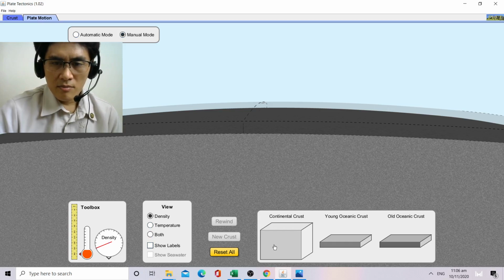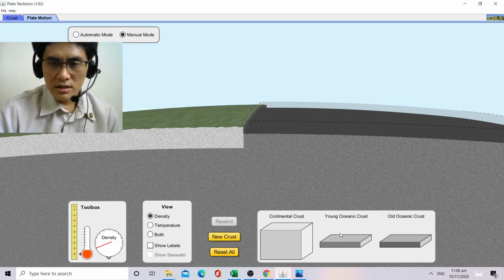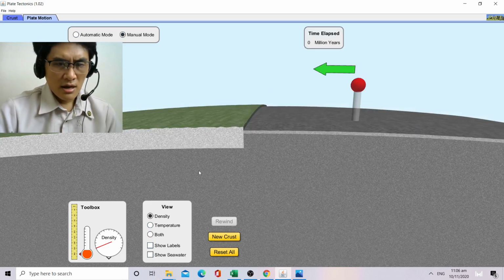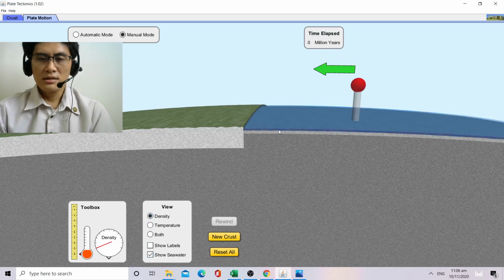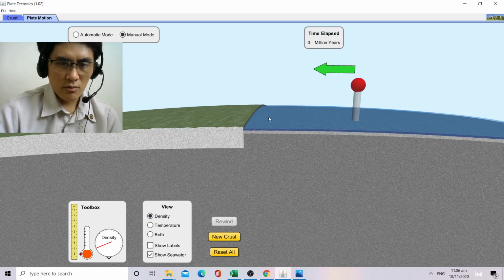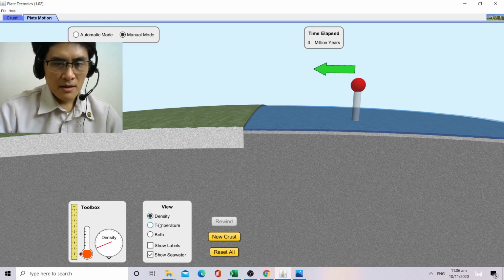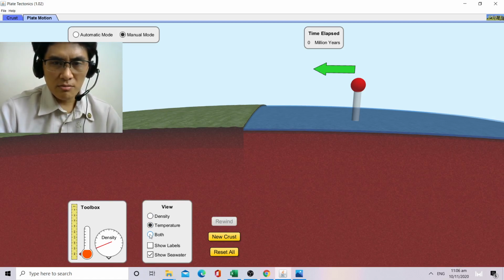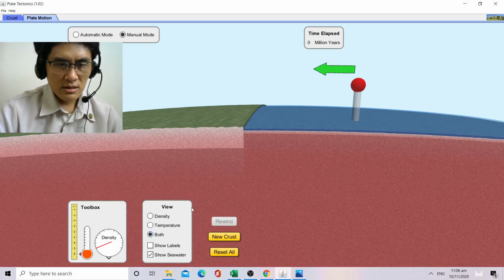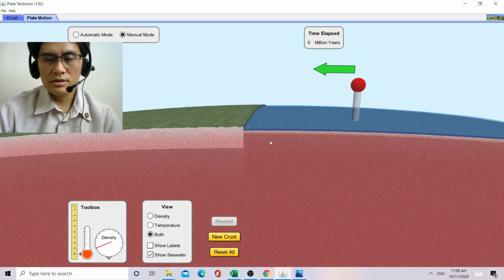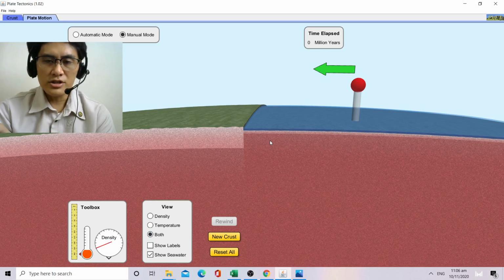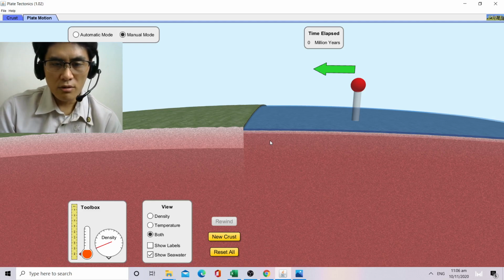I might put a continental crust and an oceanic crust in there, and maybe I can show the seawater, just to let you know that this is oceanic crust. It's under the water. This is a continental crust, which is obviously above the water level. And maybe we can show temperature, or both temperature and density for color coding. Now we can simulate divergent, convergent, and transform fault boundaries.